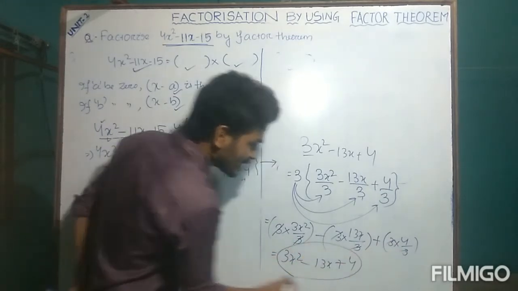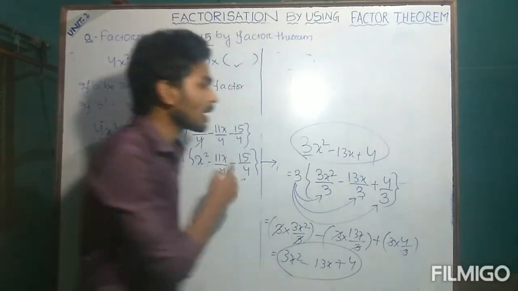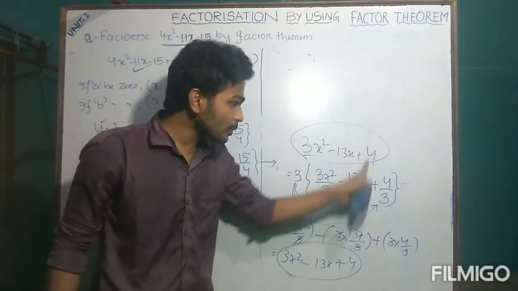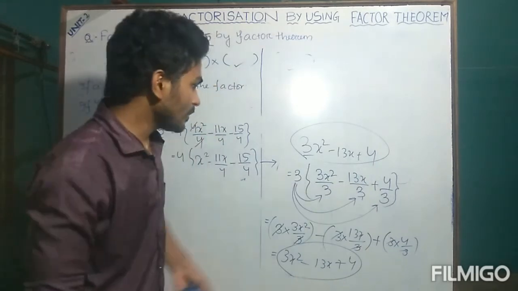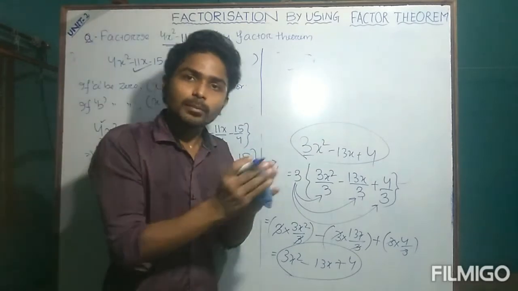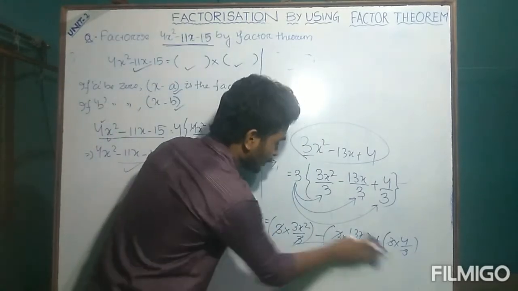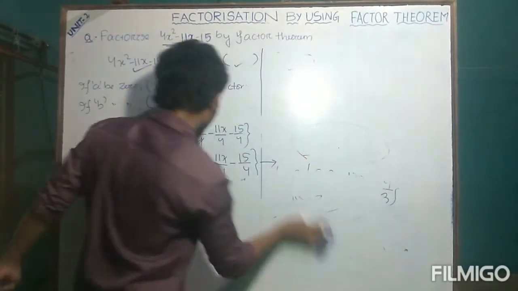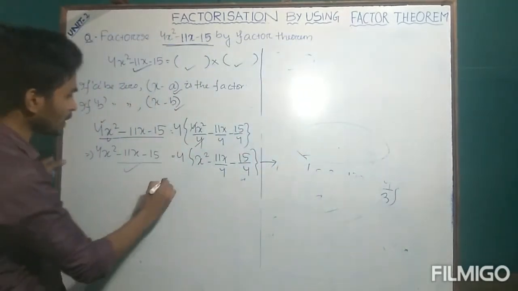Now you can see this polynomial and this polynomial are completely equal. See, 3x square minus 13x plus 4. Only for that reason we are dividing 3 in the denominator, in order to make the two equations balance. Now you can understand how it is done. Coming to the next step. In the next step, what will we do?